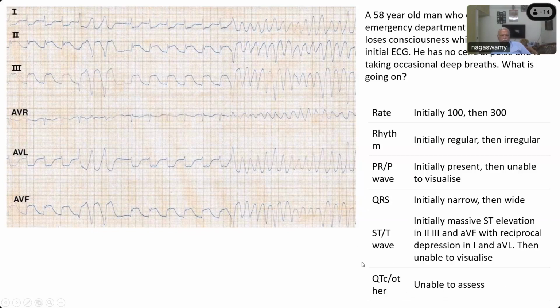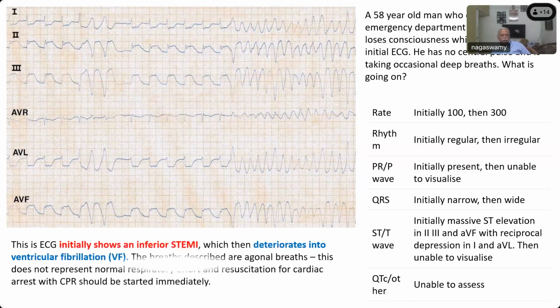So all these things point to what? This ECG initially shows an inferior ST elevation MI because of this elevation in leads 2, 3 and aVF. All the three are showing ST elevation. So this is an ST elevation MI which deteriorates into ventricular fibrillation later on. As you are just taking the ECG, it becomes VFib. The breaths described are agonal breaths. This does not respond to normal respiratory effort, and resuscitation from cardiac arrest with CPR should be started immediately. So this is the answer.